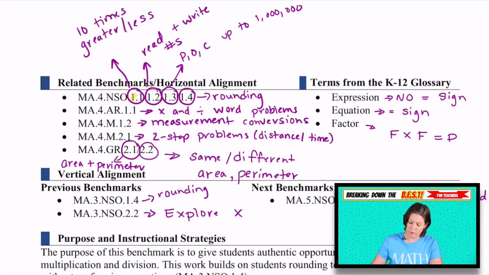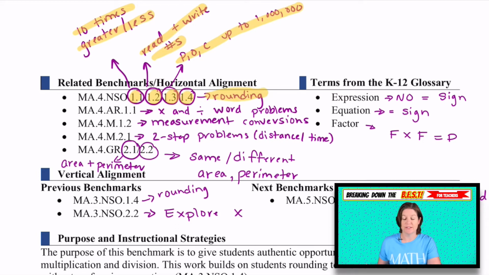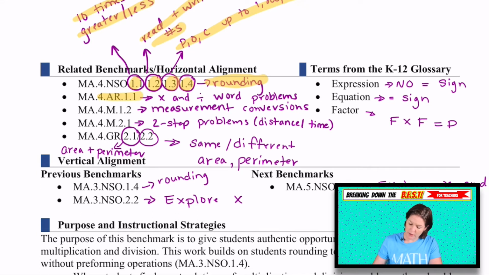So NSO.1.1 is our 10 times greater than or less than standard. 1.2 is where we're reading and writing numbers. 1.3 is where we're plotting numbers, ordering them and comparing them up to 1 million. 1.4 is that rounding standard. The 4.AR.1.1 is the multiplication and division word problem standard.